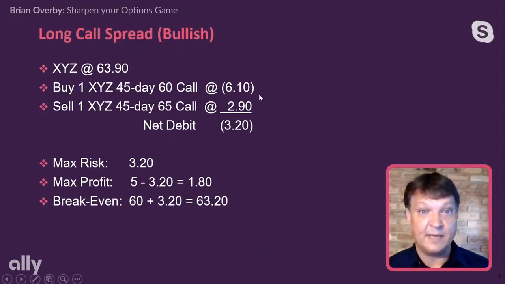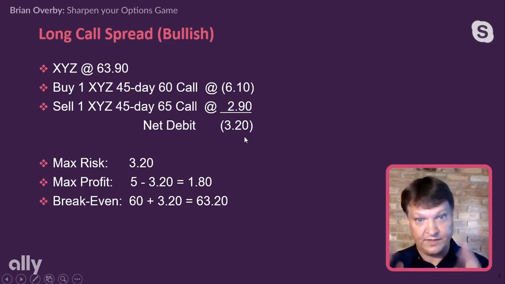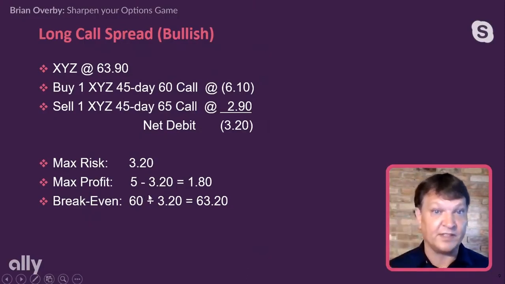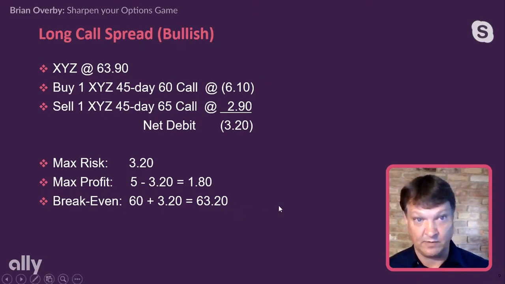So we're paying that same 610, but the 65 call was trading for 290. The net debit is 320 now. That's why it's in parentheses. That's our max risk, 320. Our max profit is going to be the width of the spread, 5 points, 65 to 60, minus 320, or 180. And our break even will be 63.20 on this. The strike price plus the 320, 63.20 overall.